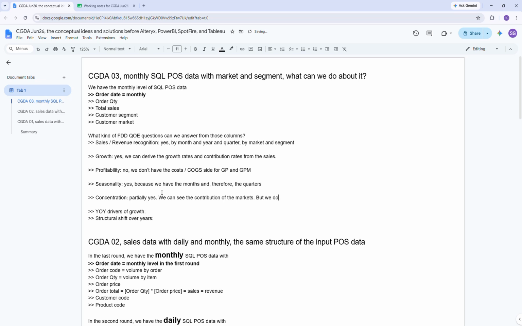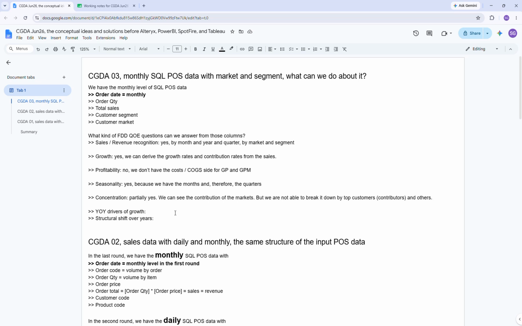But yeah, I will say partially yet, because we can see the contribution of the market, but we are not able to break it down by top customer, contributor, and others. Okay, so this one is partial yet. So we can do a little bit, but then we can break it down by market and segment as well.